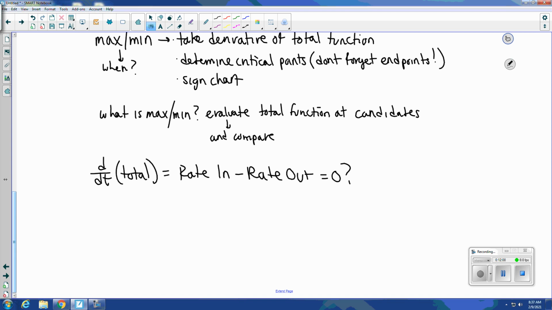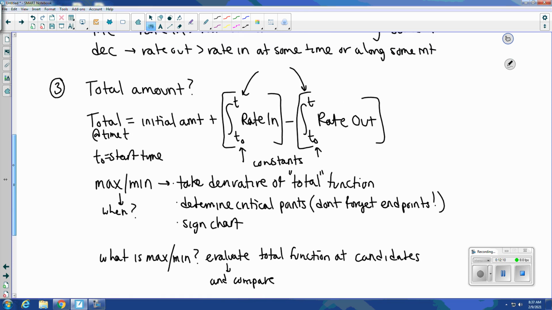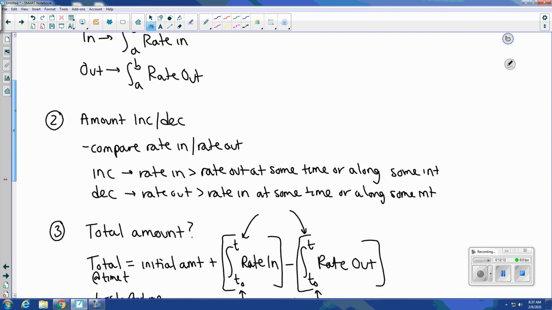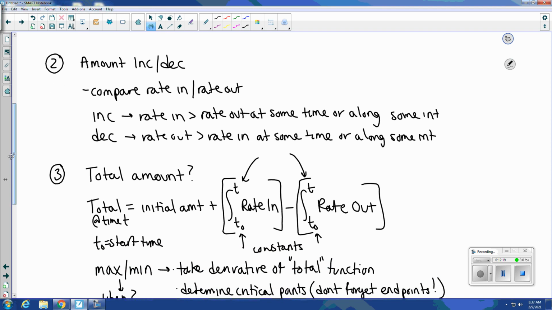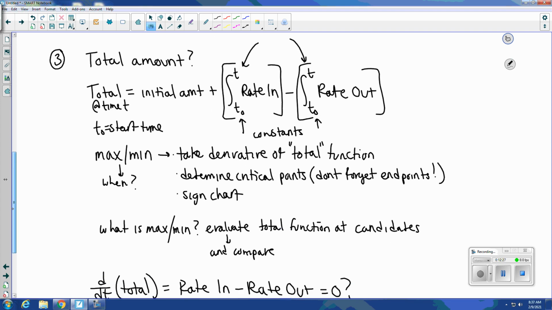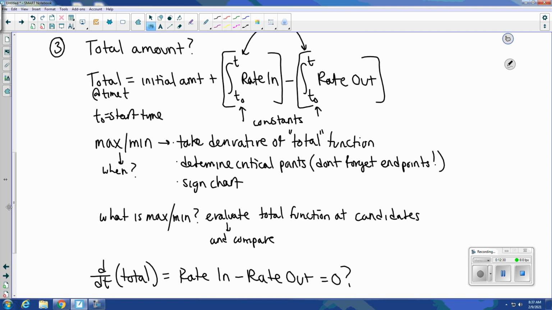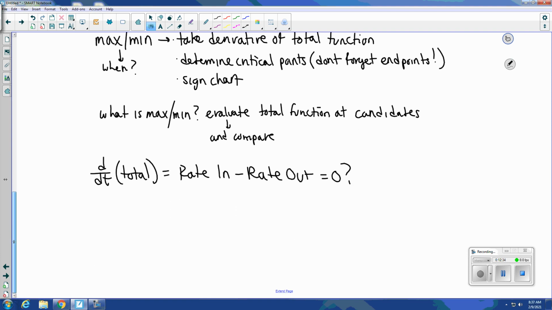So that's the general concept, the idea behind these rate in, rate out problems, and the types of things that you'll be asked to do. Can you get the amount that went in or the amount that went out over some time? Can you determine if the amount is increasing or decreasing at a specific time? Or can you determine when it would be increasing or decreasing over some interval? And then lastly, can you represent the total amount at some time? And then can you figure out when it's maximized or minimized along the interval? So having said all that, let's look at an actual question.